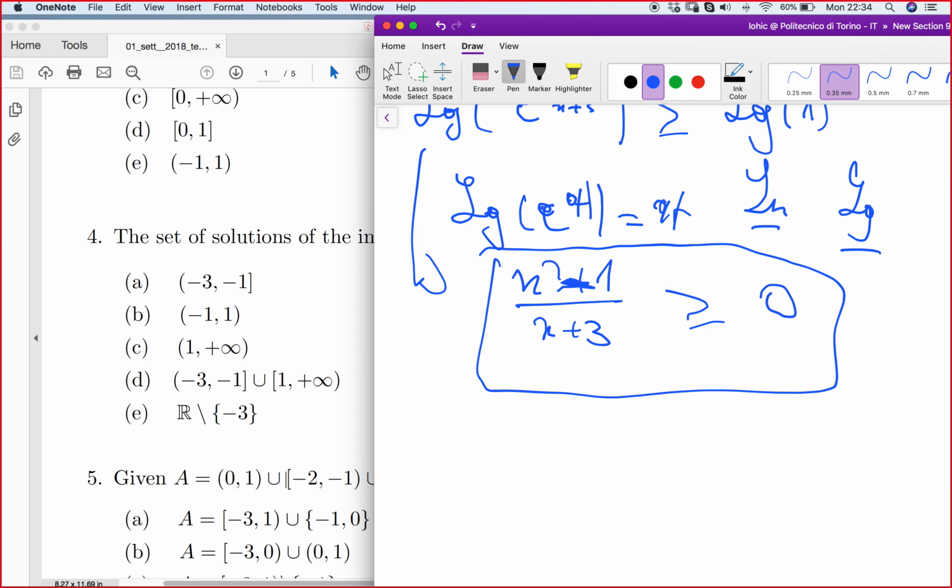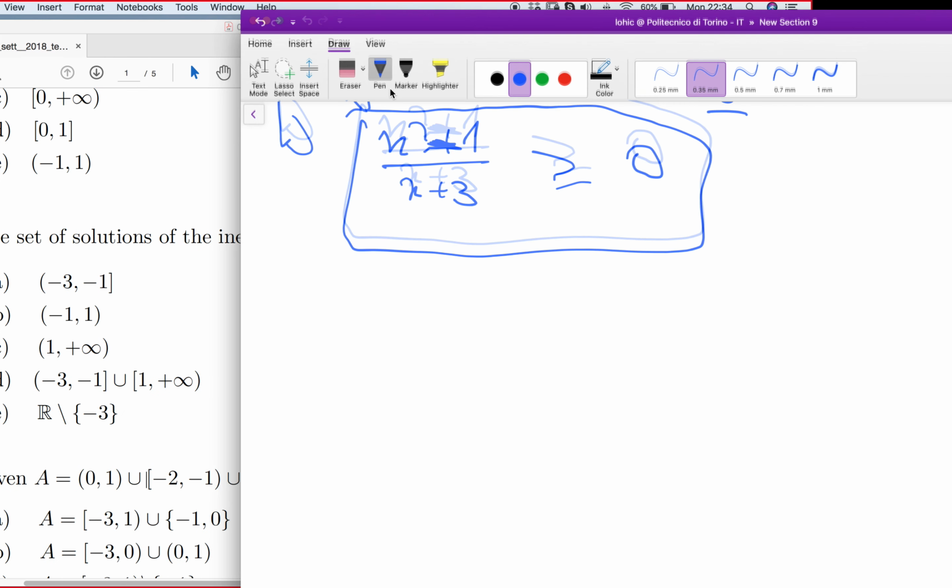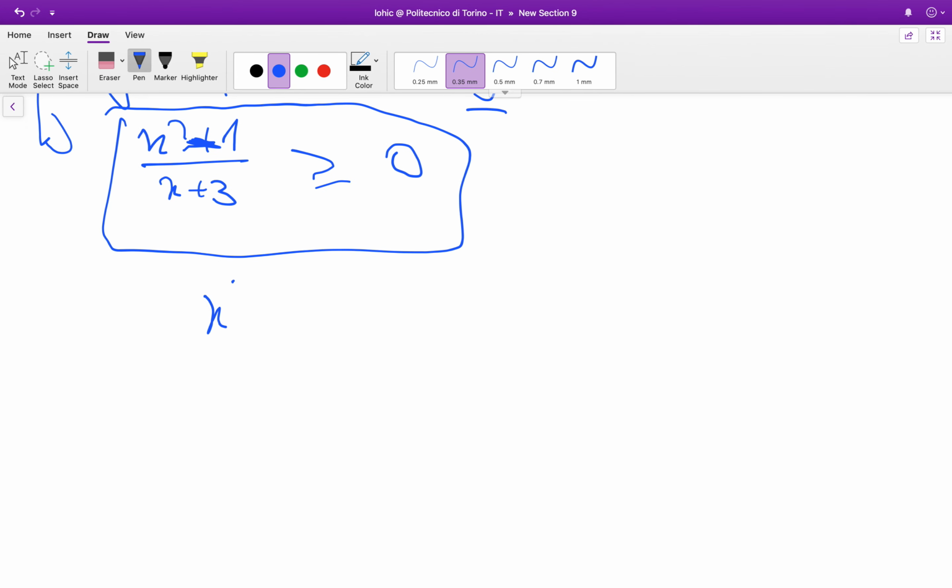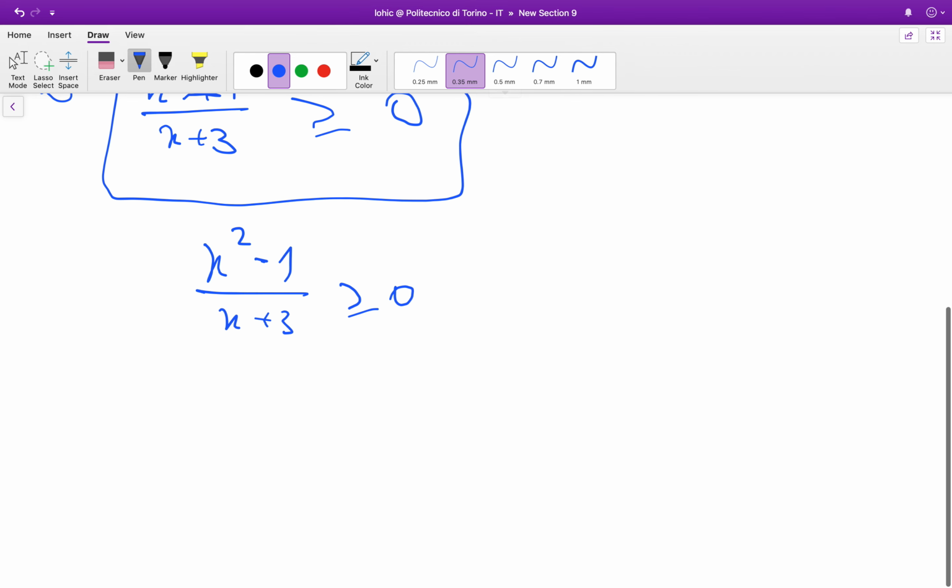Okay, so we continue. Let me make it bigger so that we can see. So the inequality becomes x squared minus 1 over x plus 3 greater or equal to 0. Now we can solve. Let's study the sign of x squared minus 1, so first x squared minus 1 greater than 0. It's easy. What are the roots? The roots here are x equal to plus or minus 1. Yes or not? The root means the value that makes this equal to 0.